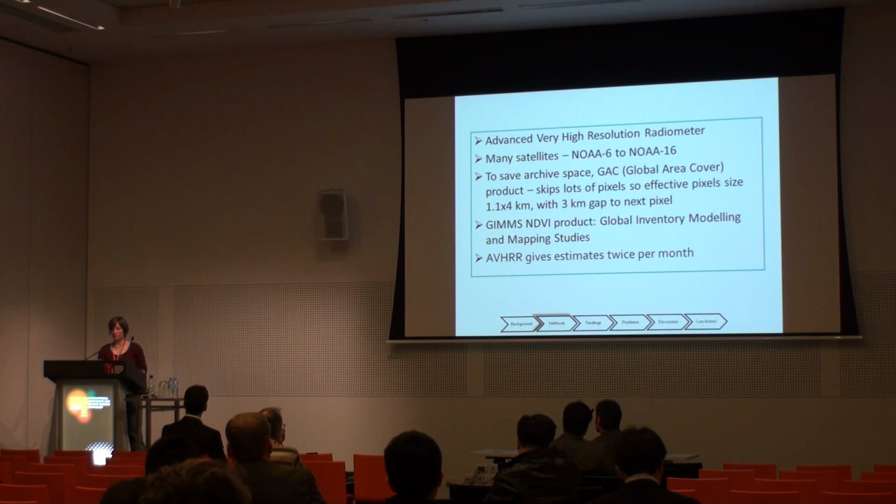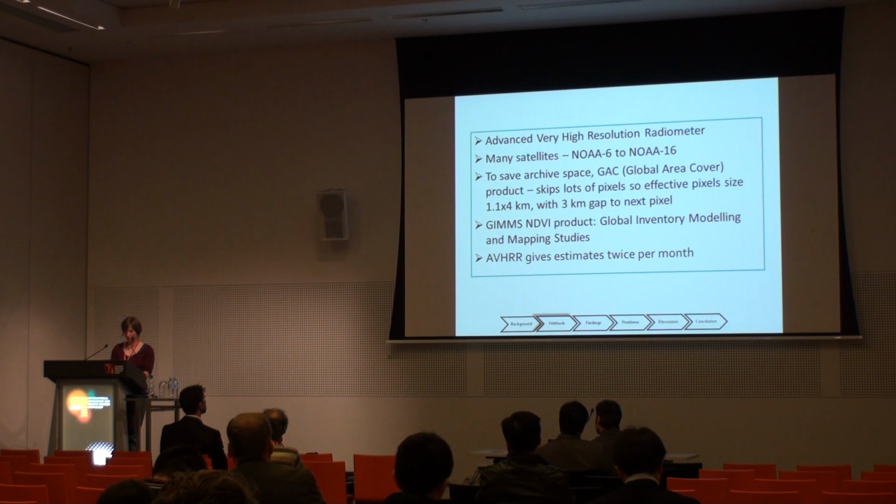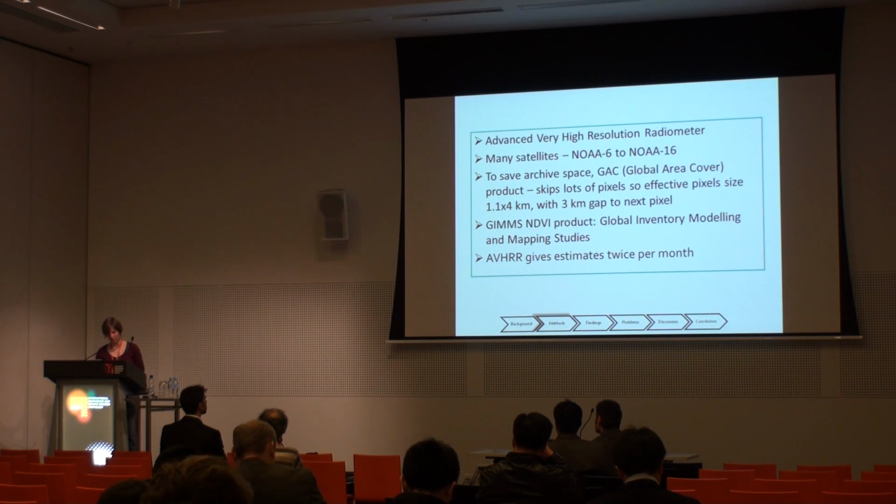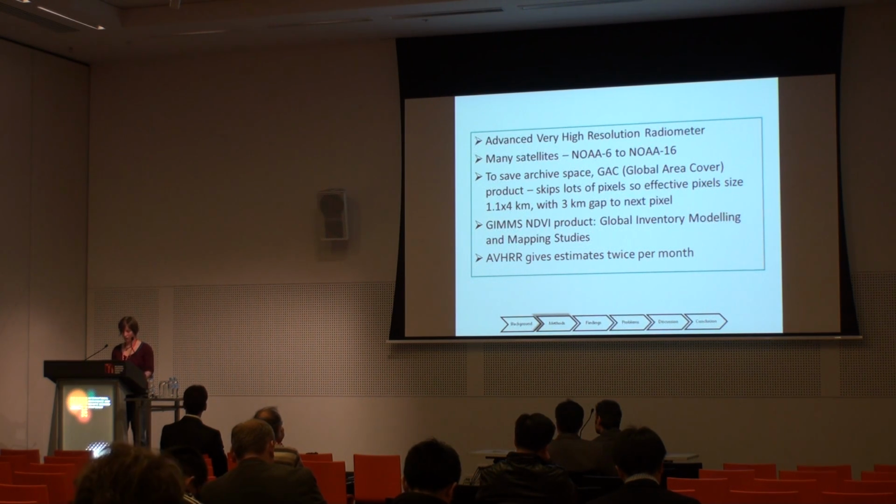The data taken from the AVHRR has been collected in a product called GIMMS NDVI, so Global Inventory Modeling and Mapping Studies. This is a product that has been corrected for calibration, view geometry, volcanic aerosols, and other effects that are not related to actual vegetation change. And it gives us an estimate twice per month.